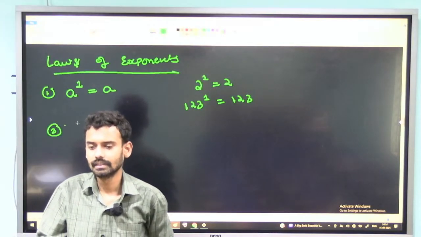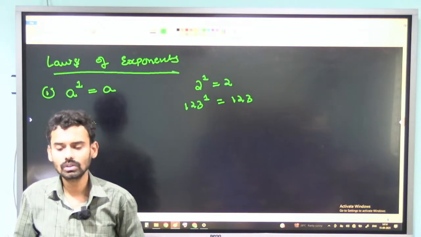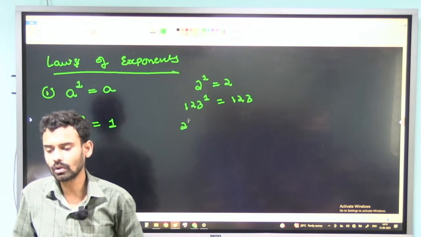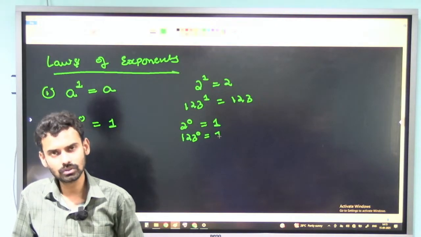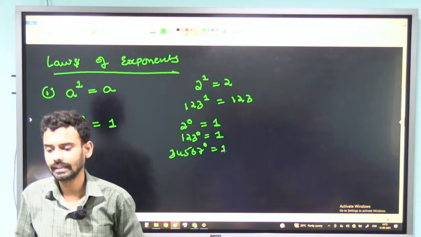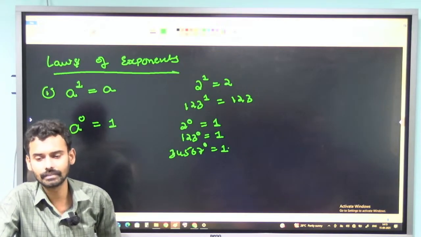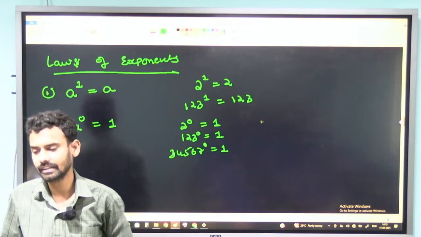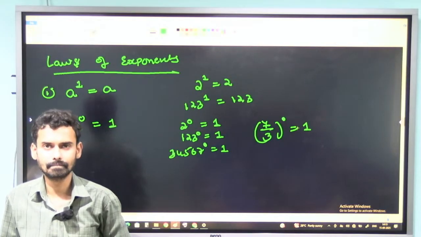Second point, if you consider any number a and raise it to the power of 0, you will always get the answer 1. For example, 2 to the power of 0 is 1. 123 to the power of 0 is also 1. Any number, 3, 4, 5, 6, 7, to the power of 0 is also 1. This is applicable even for a fraction. If I consider 7 by 3 whole to the power of 0, this is also equal to 1.